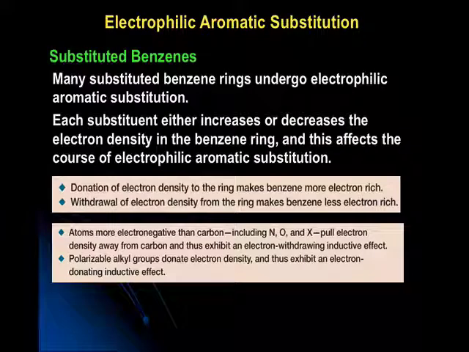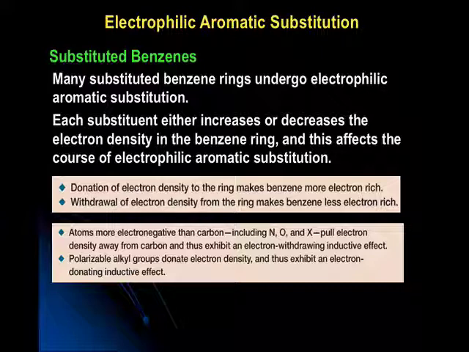So, we can already have a substituent on benzene and have aromatic substitution occur. Okay, the substituents that are on there will either increase or decrease the reaction rate, and they do that by whether or not they donate electrons to the aromatic ring or that they withdraw electrons from the aromatic ring.